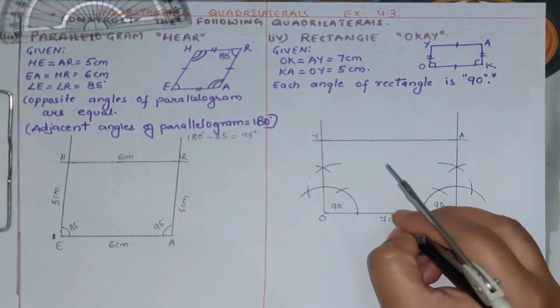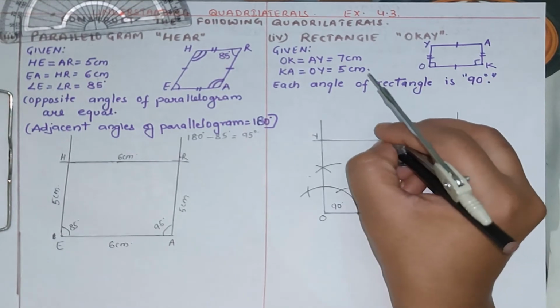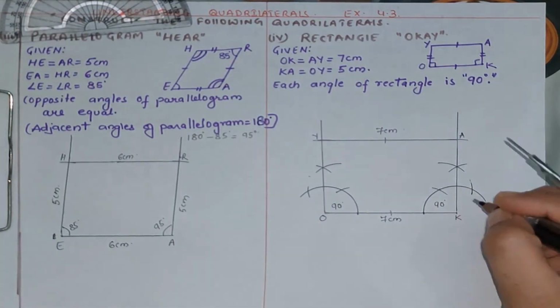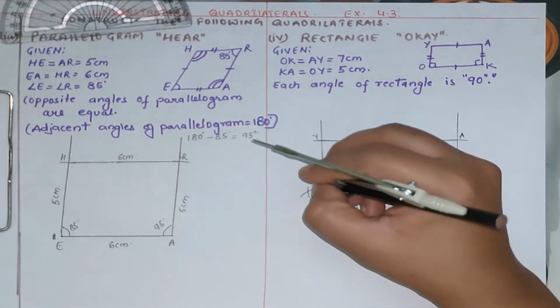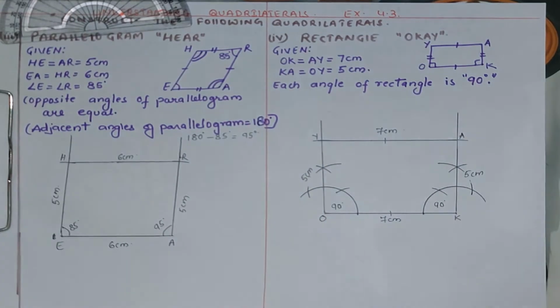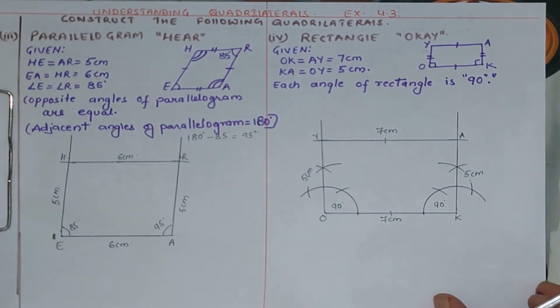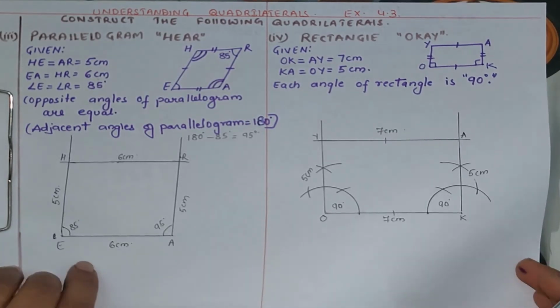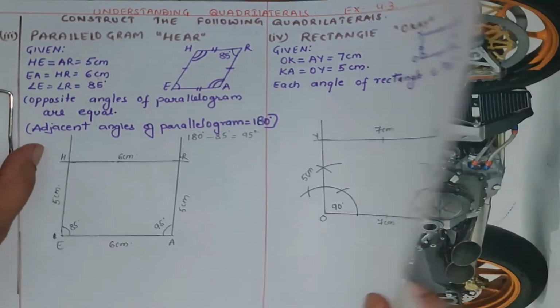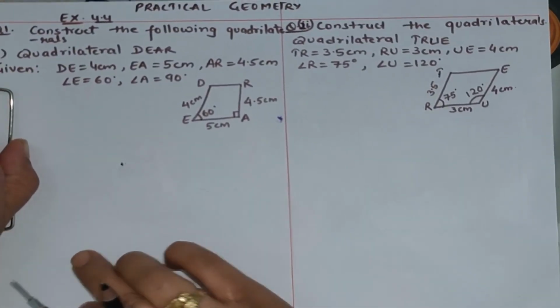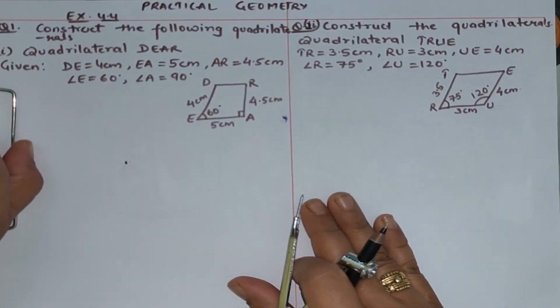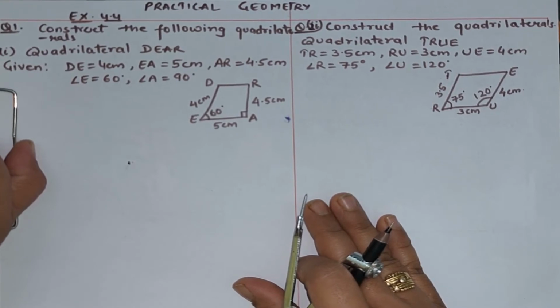AY is equal to OK, opposite sides of rectangle, 7 centimeter, and KA is equal to OY, opposite sides of rectangle again with 5 centimeter. So here you are with your answer. So question number 3 and 4 of exercise 4.3 is done. Now I am going to do the next exercise, question number 1 and 2. Exercise is 4.4.